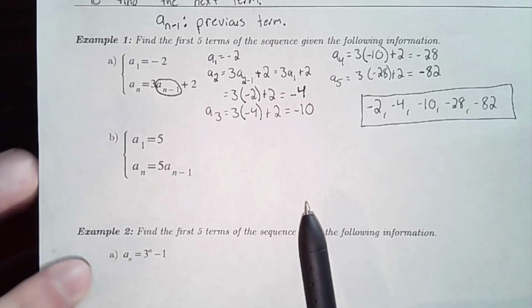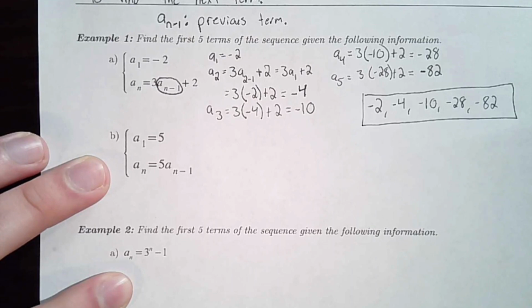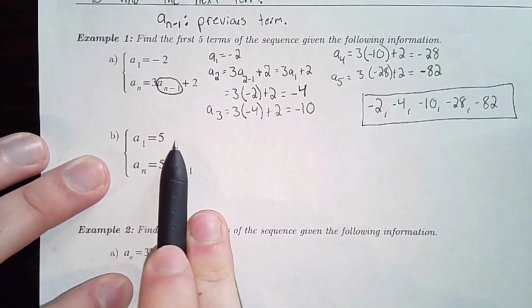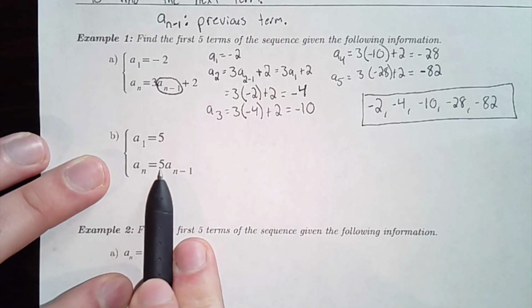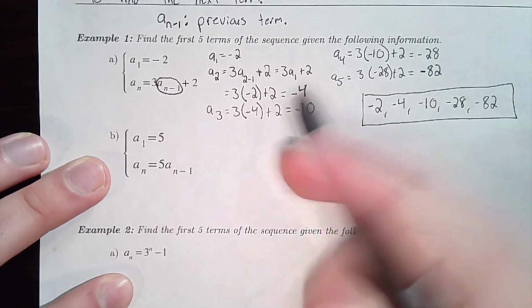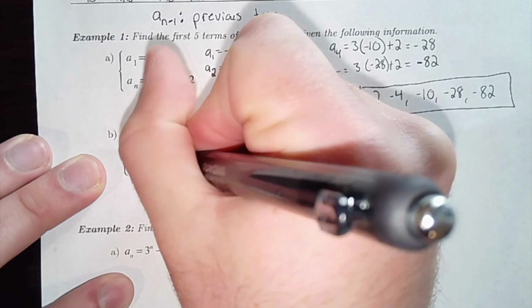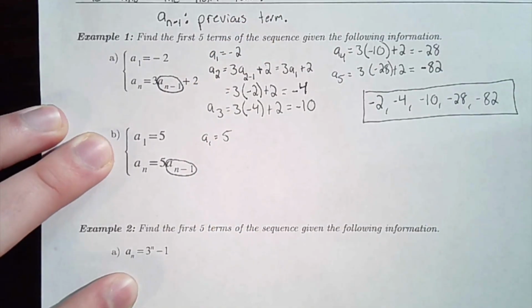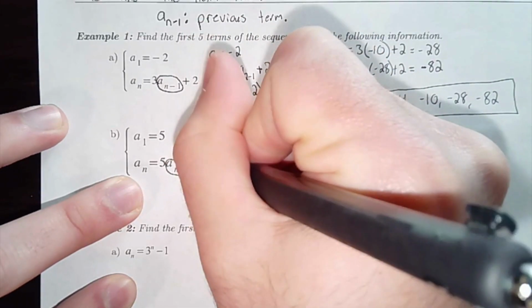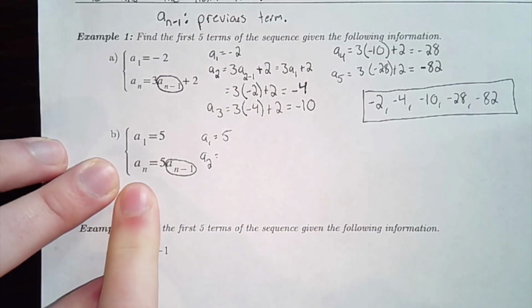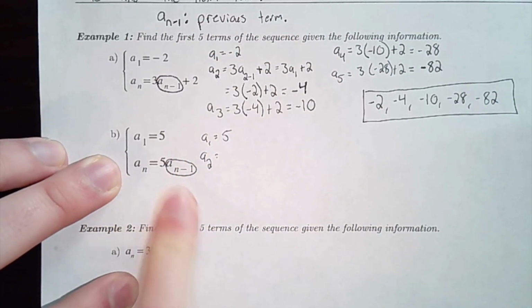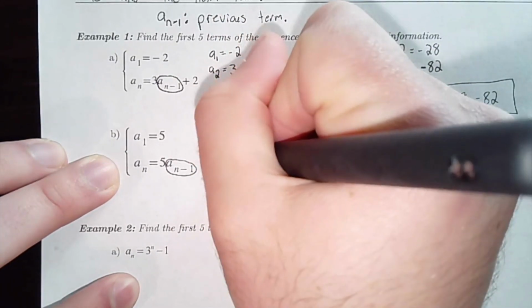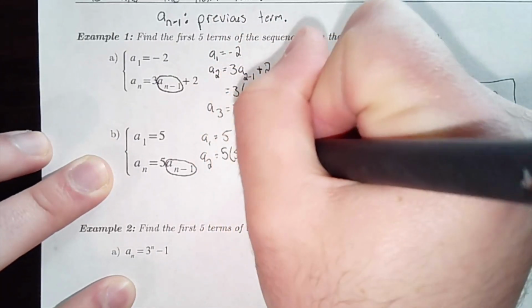Okay, let's go ahead and move on to part B. Similar type question, but just different numbers. So I have a sub 1 is equal to 5, and a sub n is equal to 5 times a sub n minus 1. So again, this a sub n minus 1 is the previous term. So I'm going to start with my first term here. A sub 1 is still 5. But now I can go for a sub 2. A sub 2 is going to be based on a sub n, which is 5 times my previous term. Well, 5 times my previous term, my previous 5. So this is 5 times 5, which is 25.